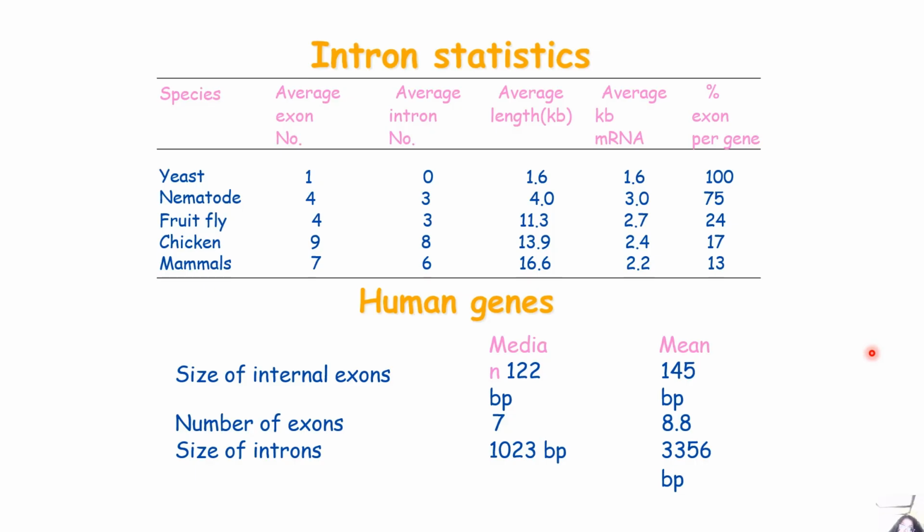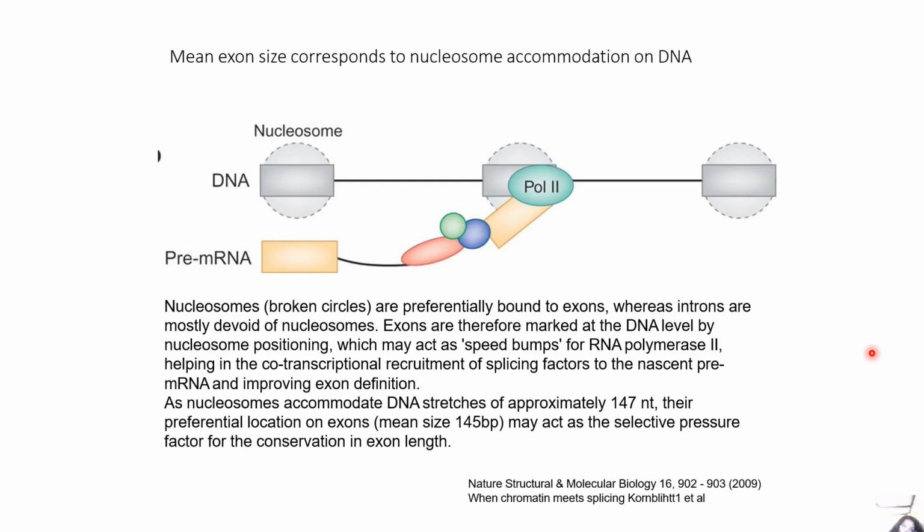Intron statistics. Nucleosomes, shown here as broken circles, are preferentially bound to exons, whereas introns are mostly devoid of nucleosomes. Exons are therefore marked at the DNA level by nucleosome positioning, which may act as a speed bump for RNA polymerase II, helping in the co-transcriptional recruitment of splicing factors to the nascent pre-mRNA and improving exon definition.